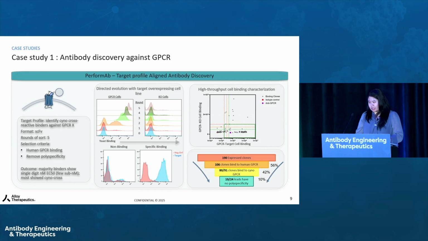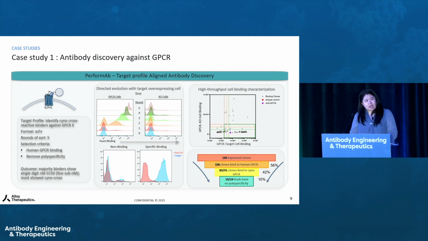So in this particular case, we leveraged our advantage in terms of on-cell sorting. For this particular project, we were told to select against a GPCR that has to have cross-reactivity with its cyno counterpart, and the format of the antibody that we're dealing with is an scFv. We went through 5 rounds of selection, and in the end, we were able to retrieve most of the antibodies with single-digit nanomolar EC50 on cells, and some of them are even sub-nanomolar.